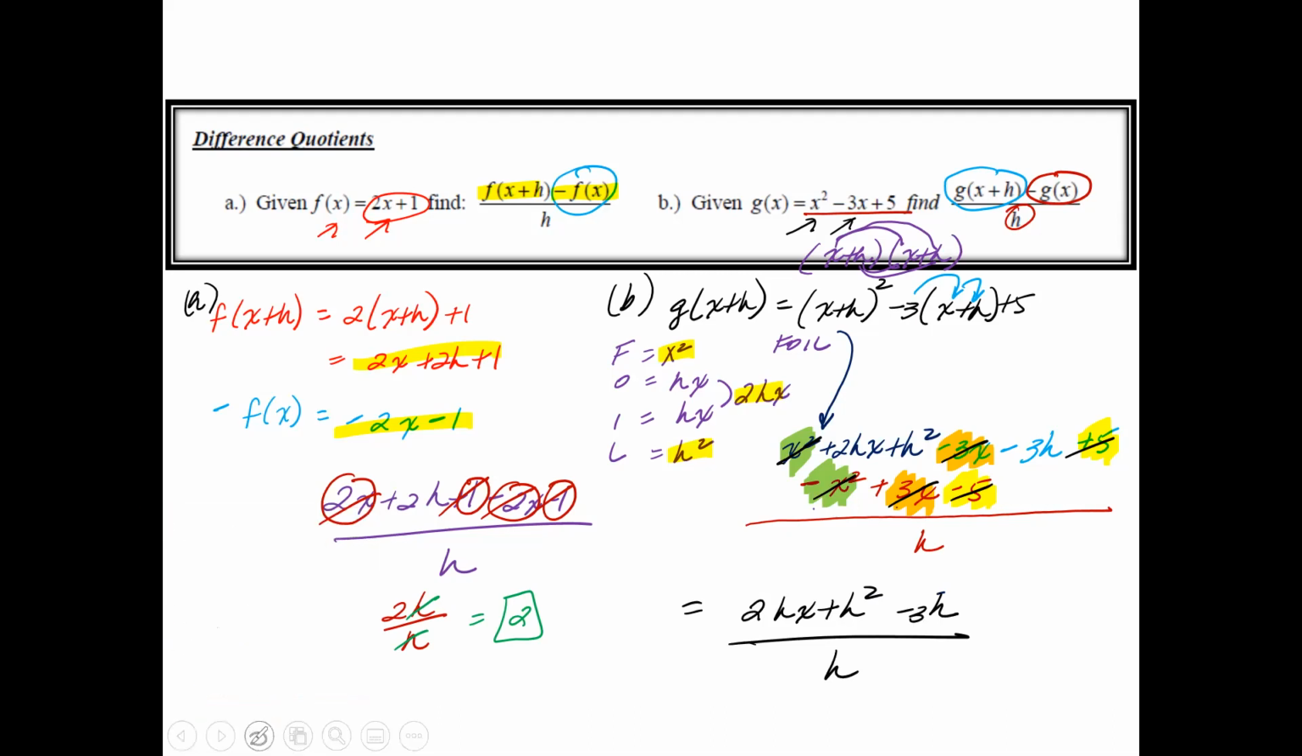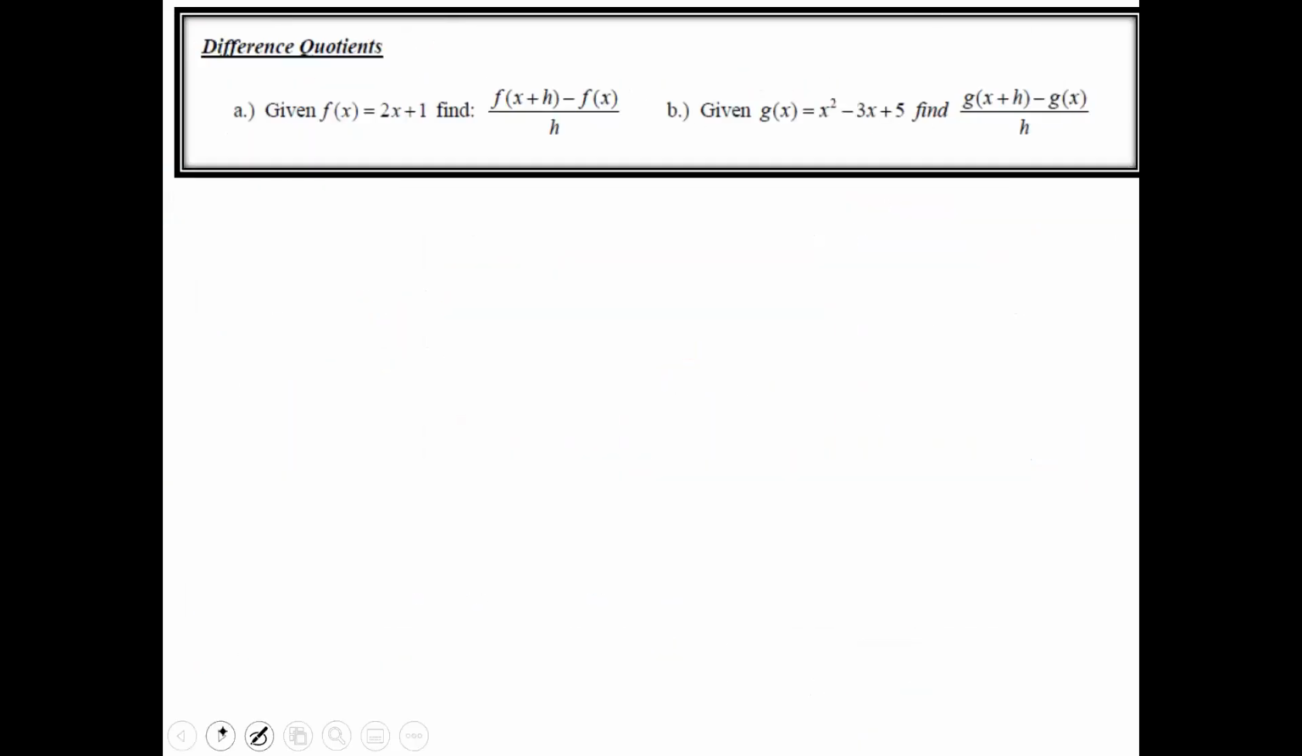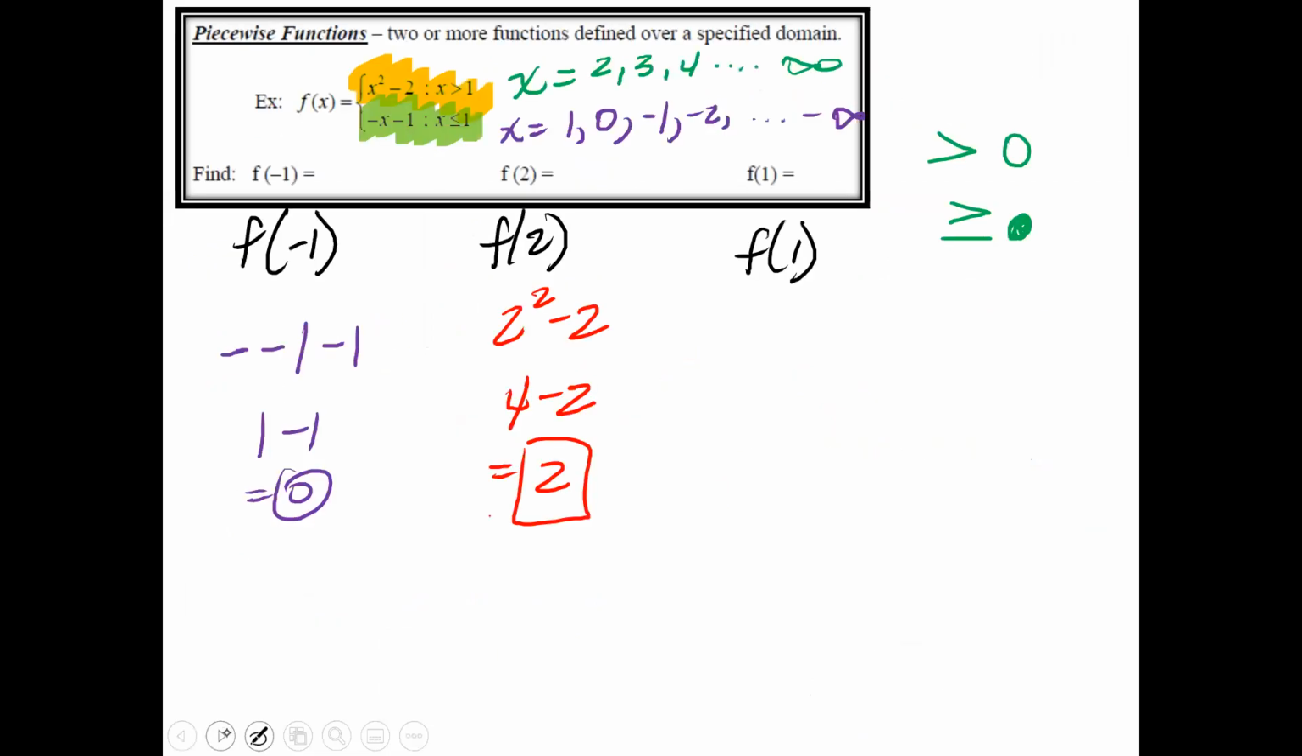Now you can go ahead and factor out an h because they all have it. So I have 2x plus h minus 3. So then my h's cancel, and I am left with 2x plus h minus 3. And that is your answer. And that concludes the activity that you guys have to do with the last one.